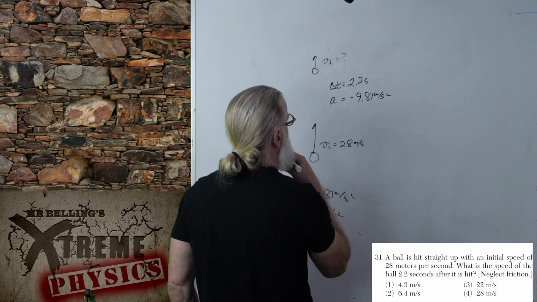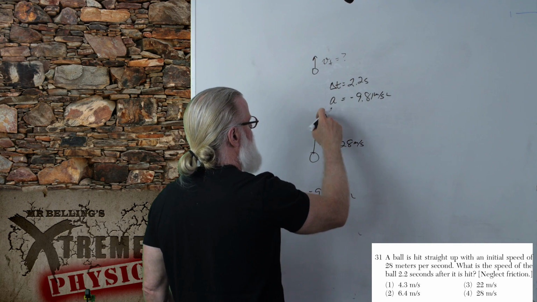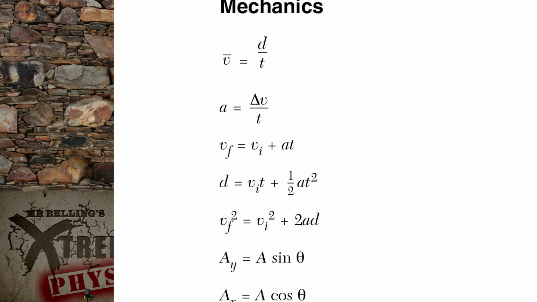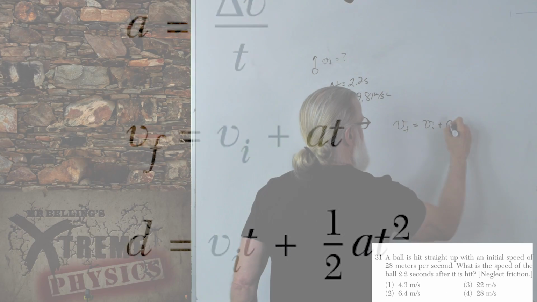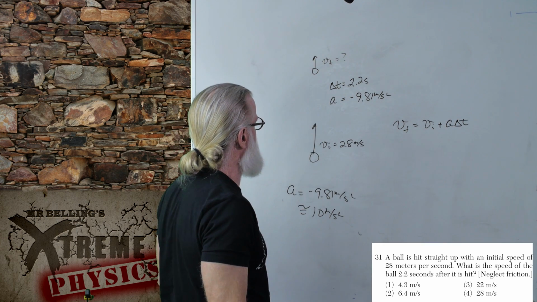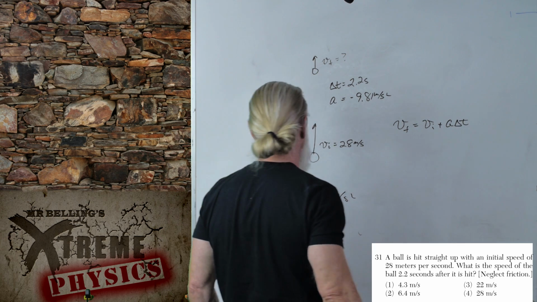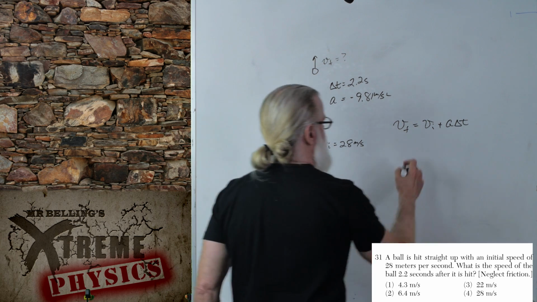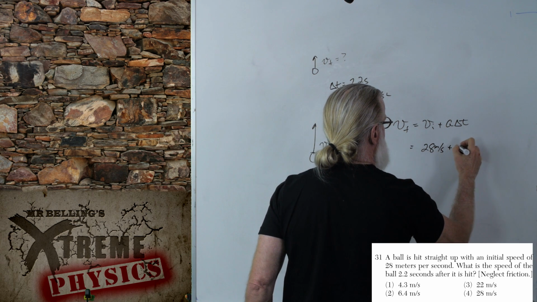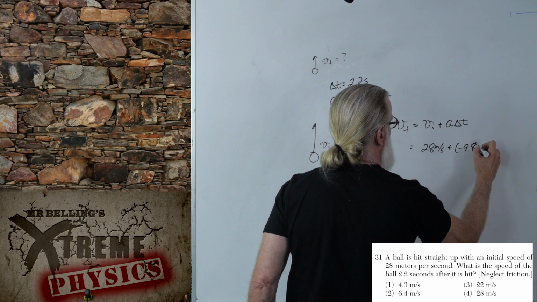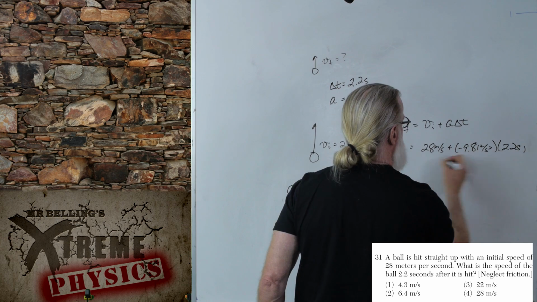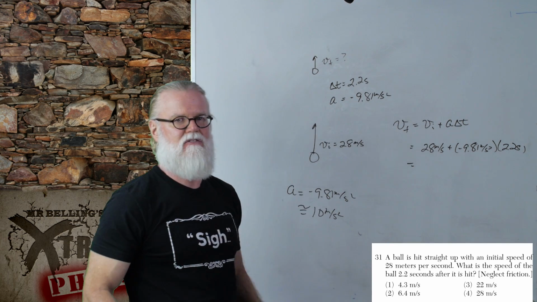So let's take a look. So we have V initial, V final, acceleration, and time. So I think we're just going to look at a reference table. V final equals V initial plus acceleration times time. I use delta t in there because it's a time interval to remind us of that. All right, so what's V final? Is 28 meters per second plus negative 9.81 meters per second squared times 2.2 seconds. If you didn't have that negative in there, you're going to have some problems.